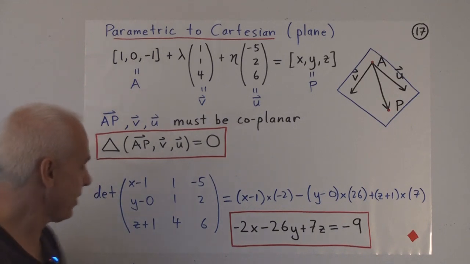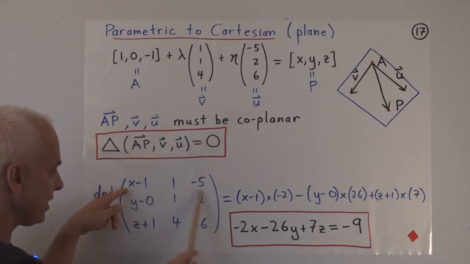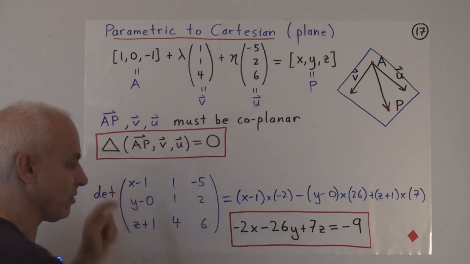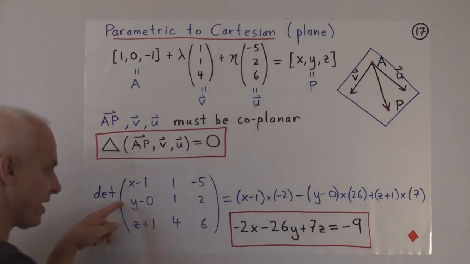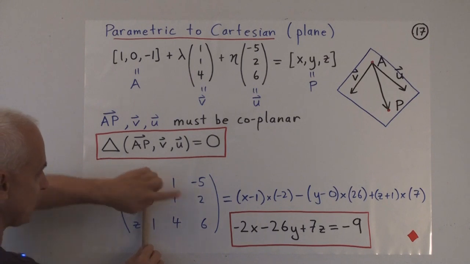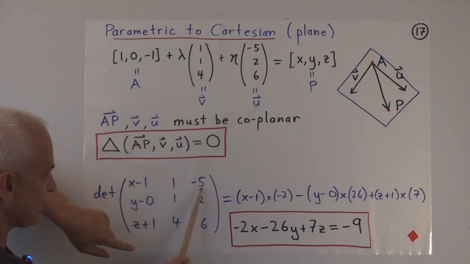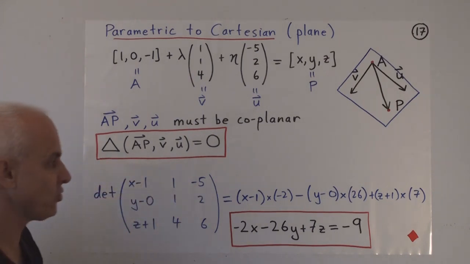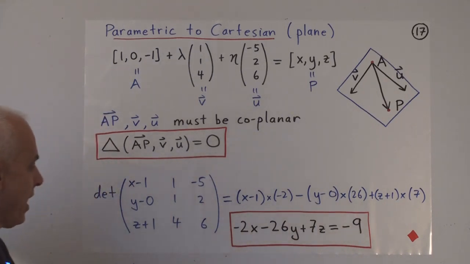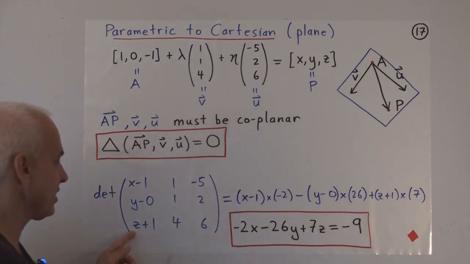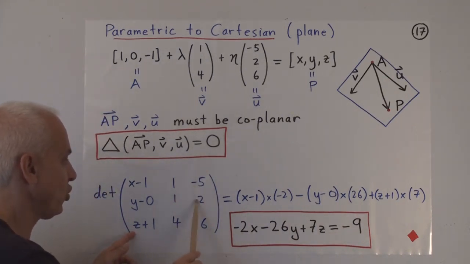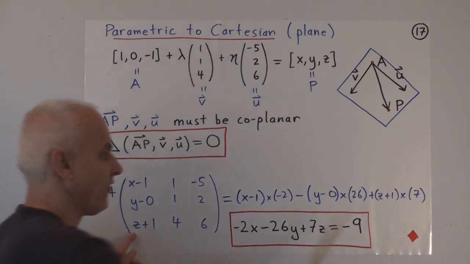So what's the determinant? (x minus 1) times this 2 by 2 determinant: 6 minus 8, that's minus 2. Minus (y minus 0) times this 2 by 2 determinant: 6 plus 20, that's 26. And then plus (z plus 1) times this 2 by 2 determinant: 2 plus 5 is 7.